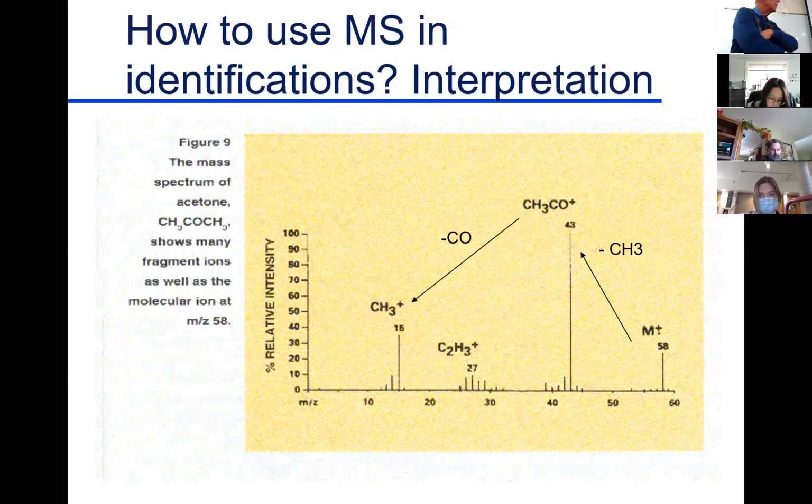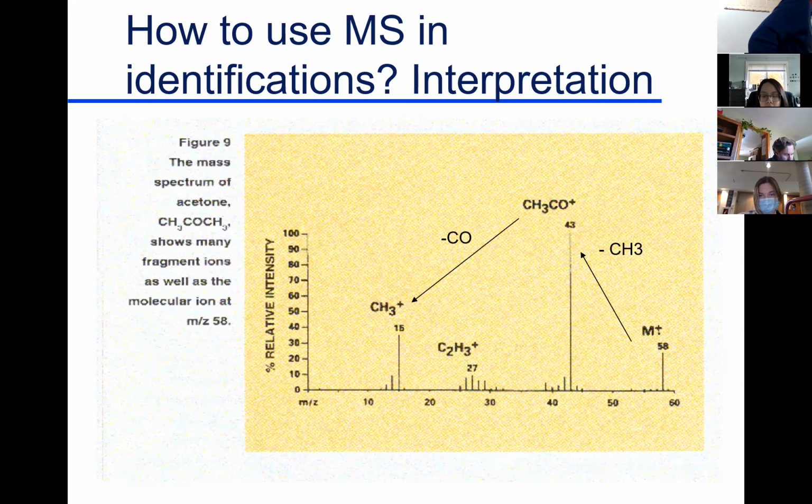Data interpretation is always interesting. This is a real simple example. So what are we looking at? We're looking at acetone: 3 carbons, 2 methyl groups, and a carbonyl in between. So its molecular weight is 56. Is that 56? 58. Okay, so its mass is 58.